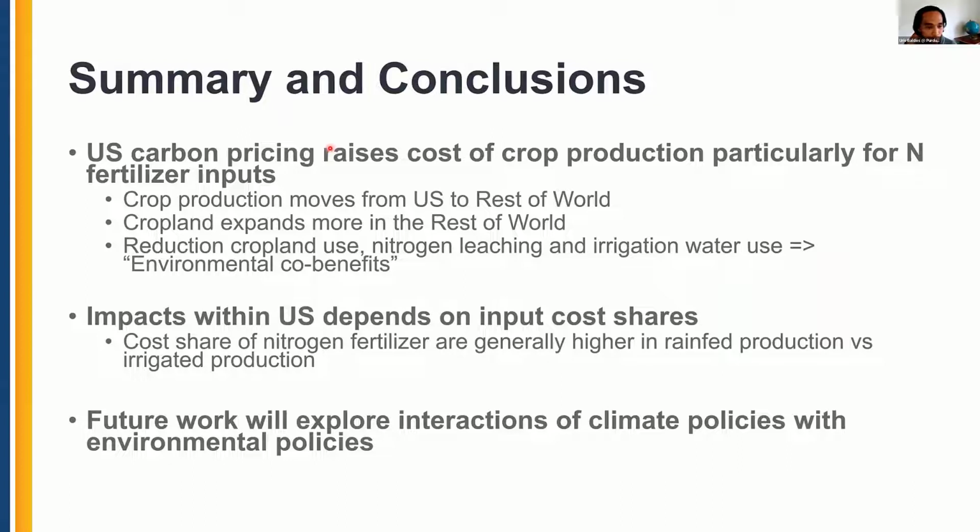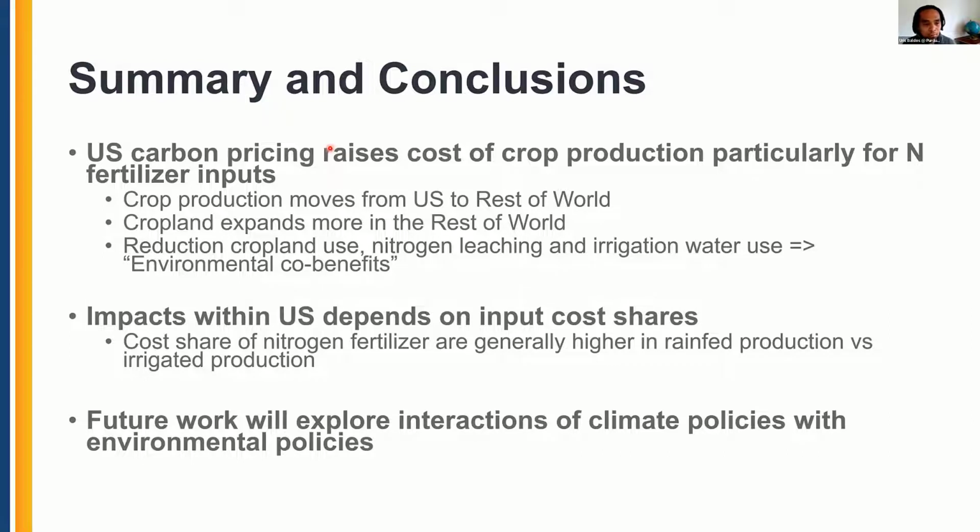And just to conclude this presentation, we saw that carbon pricing raises the cost of production in the US, and that would mean that there will be an expansion of crop production in the rest of the world. But one surprising thing in what we saw is that rest of the world cropland area would expand, and that could have some other effects in terms of land use change emissions and also natural land cover for biodiversity that we will probably have to explore further.